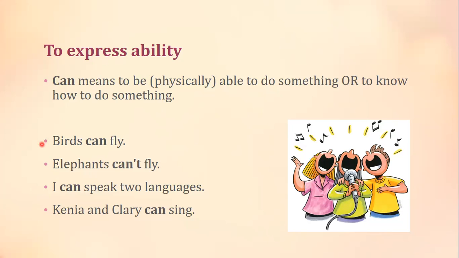Vaya, lo primero. We can see these examples. Birds can fly. So it means that they are able to do it. O sea, ellos son capaces de hacer esto. Los pájaros pueden volar. Es una habilidad innata que ellos tienen. Then we have elephants can't fly. Los elefantes no pueden volar. Then we have, I can speak two languages. Yo puedo hablar dos idiomas. Kenya and Clary can sing. Kenya y Clary pueden cantar.